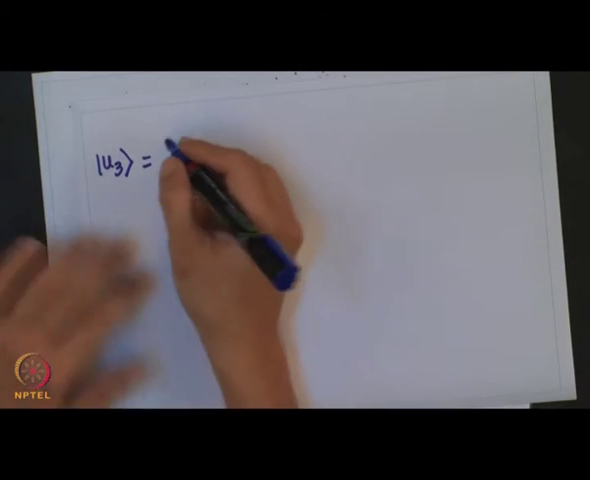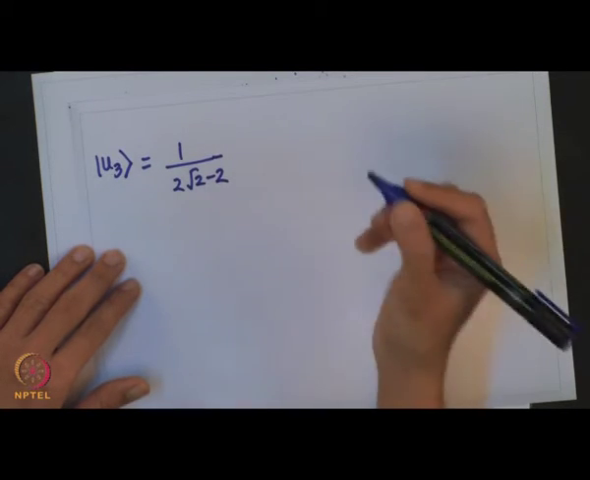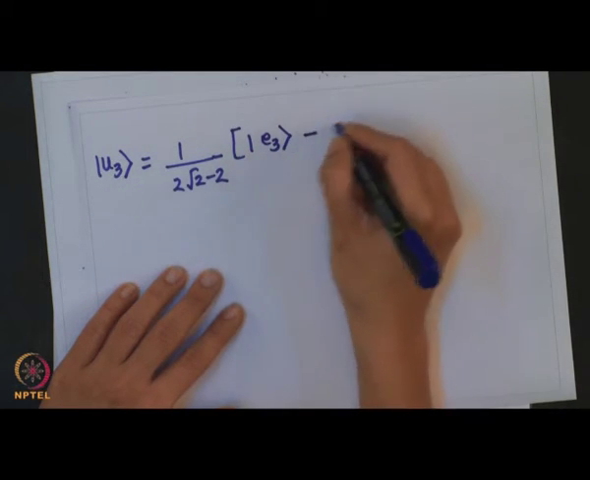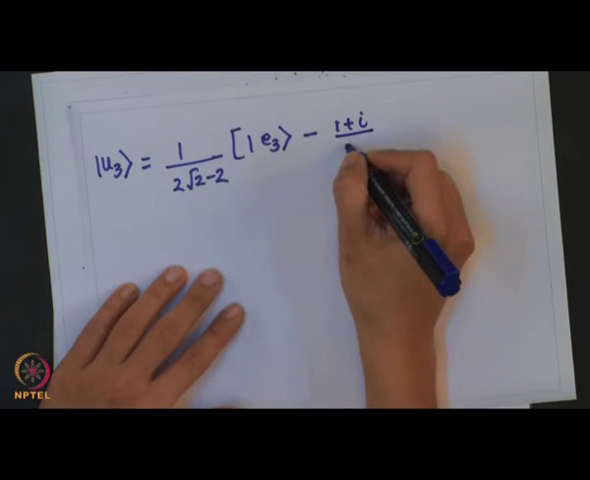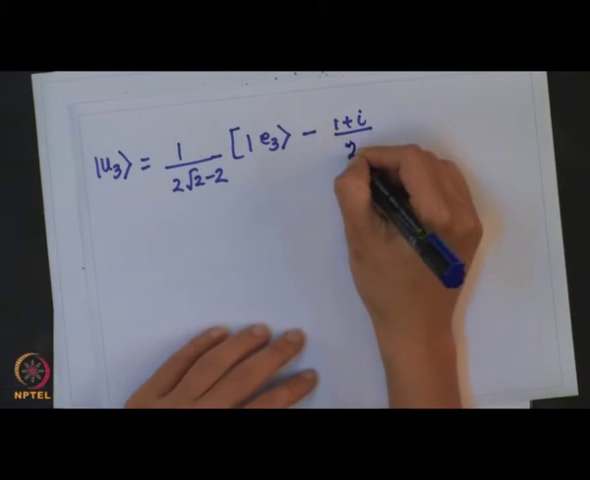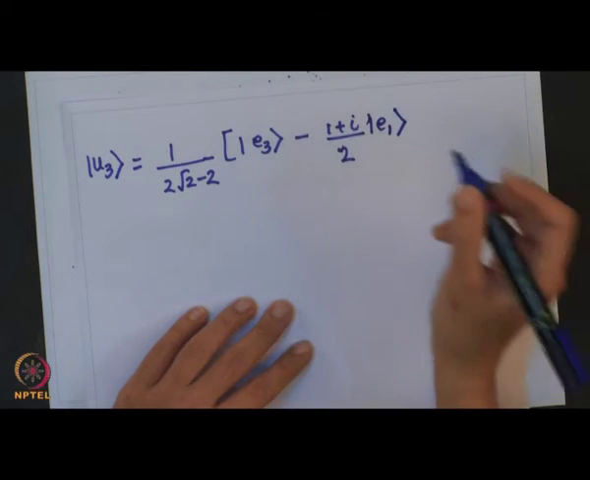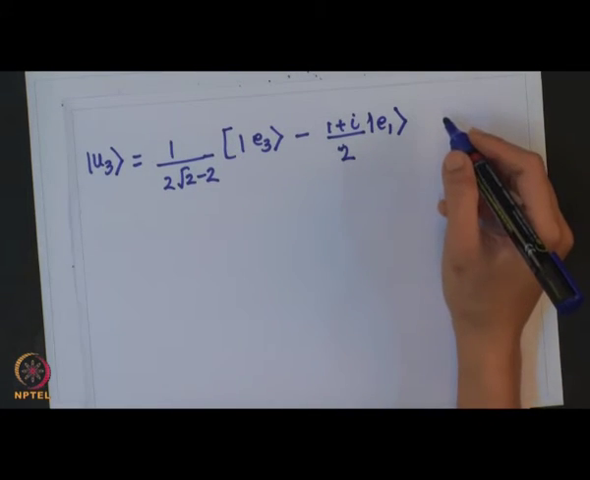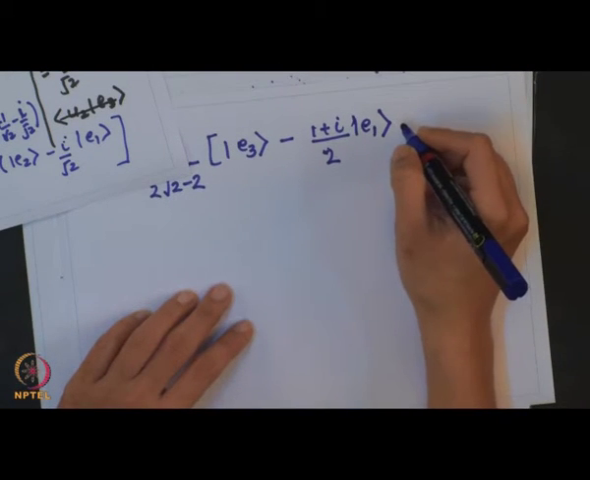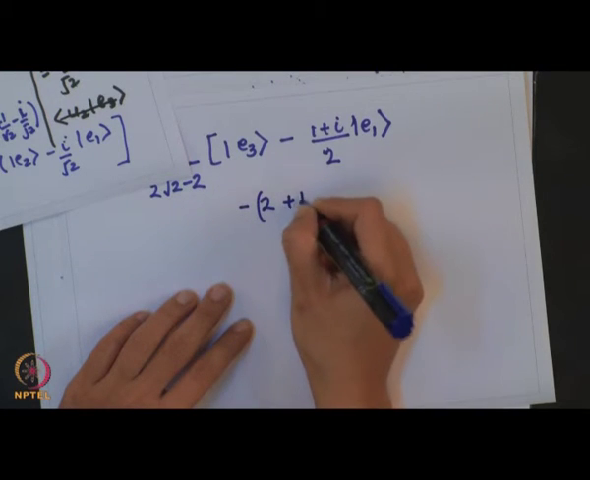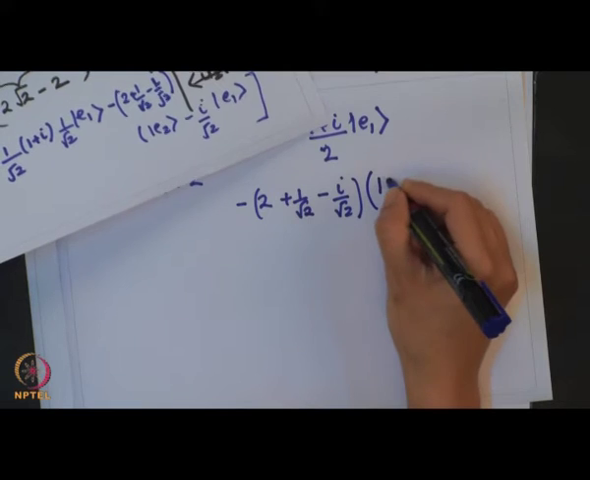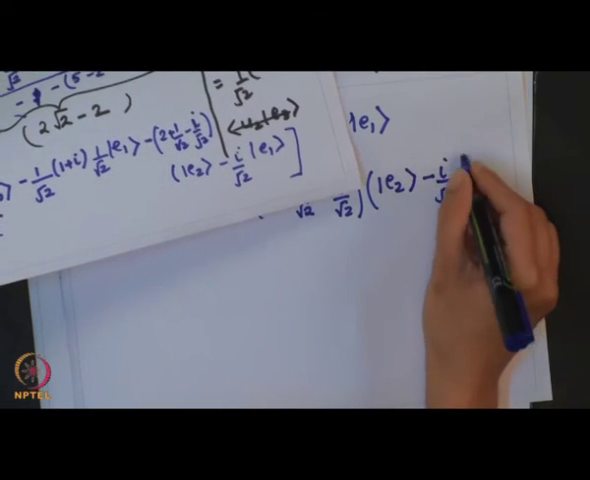U3 is 1 by 2 root 2 minus 2 times you will have a factor of 1 by root 2 into root 2, E3 minus 1 plus i. So, we are doing the simplification of this previous step. Here I will get 2. So, I have a 2 on E1. These are the first two terms, and the second term we can keep as it is, no need to simplify further. The last term will be minus 2 plus 1 by root 2 minus i by root 2, you can see this, okay, times E2 minus i by root 2 E1.